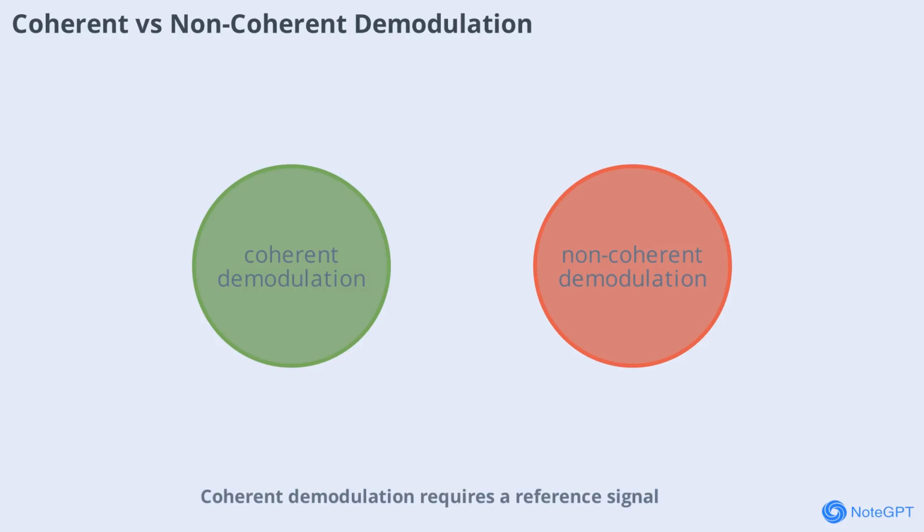Modulation techniques can be broadly classified as coherent or non-coherent. Coherent demodulation requires a reference signal that is synchronized with the carrier, offering higher accuracy and better noise performance. Non-coherent demodulation, on the other hand, does not require synchronization, making it simpler but sometimes less effective in noisy environments. The choice between these methods depends on the application and desired performance.